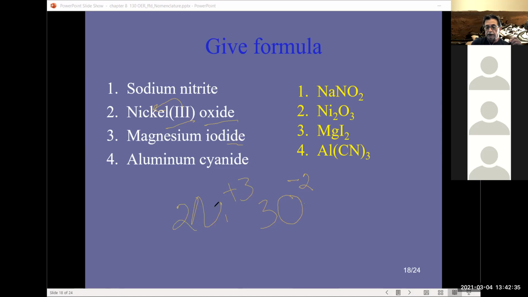Okay, so I need 2 nickel 3s to give me a total of +6. And I need 3 oxides to give me a total of -6 because that equals 0. Okay, and so that number I wrote in front of the ion becomes the subscript for the compound. You can see on number 2 here, it's nickel subscript 2, and then the oxide subscript 3. So that is the formula.